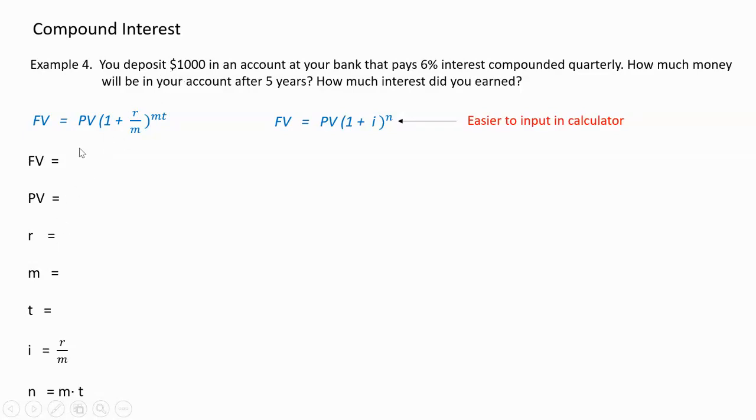But the first thing that we have to do is ask ourselves, what are they looking for? Okay, so let's see here. You deposit $1,000 in an account at your bank that pays 6% compounded quarterly. How much money will be in your account after 5 years? So this means how much money will be in your account after 5 years. You're looking for the amount in the future, right? And 5 years means the future. So we're looking for the future value. Okay, after that, everything else seems to fall into place because the other amount of money will have to be your present value.